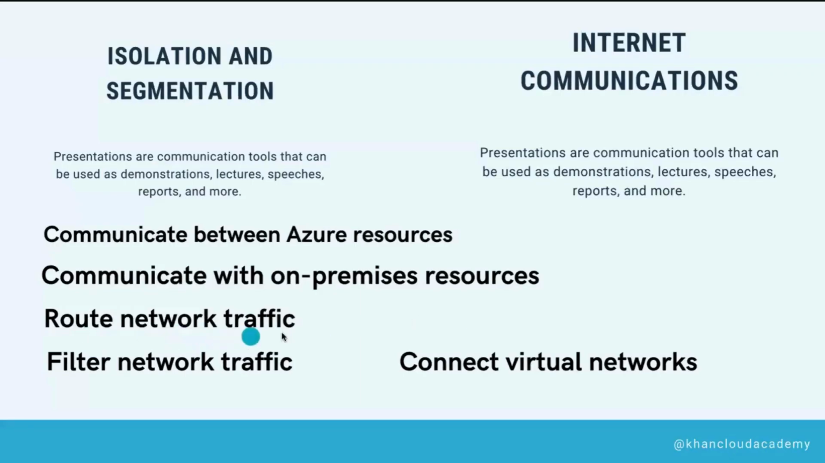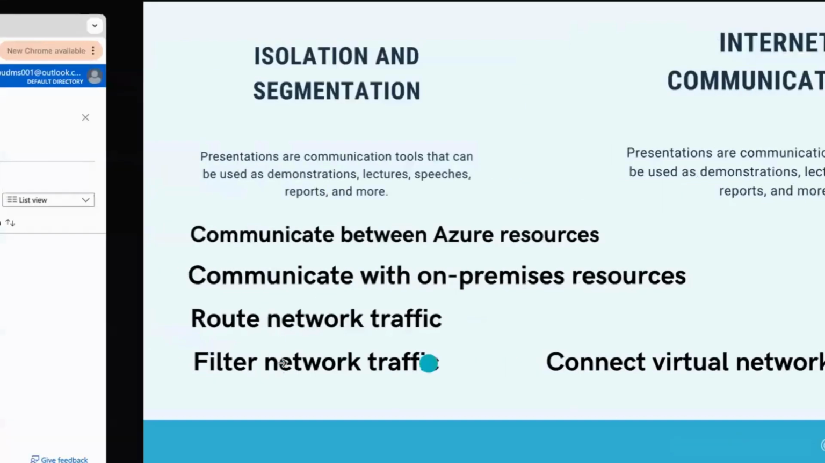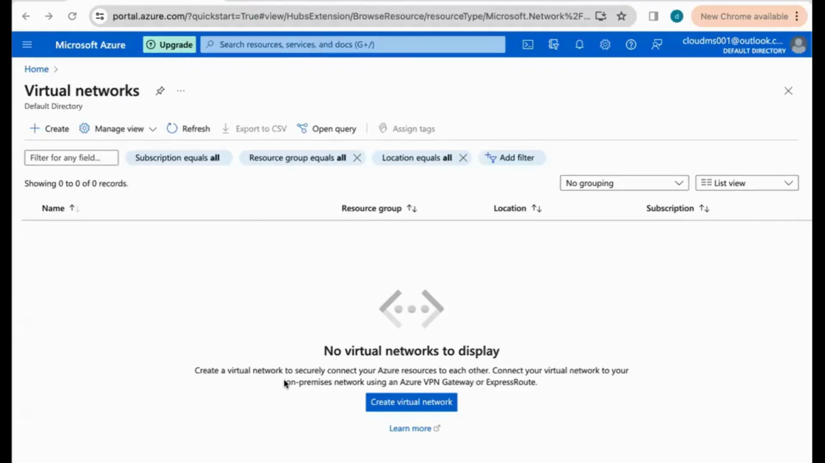So next is routing network traffic. By default, Azure routes traffic between subnets, any connected virtual networks, on-premises networks, and the internet.